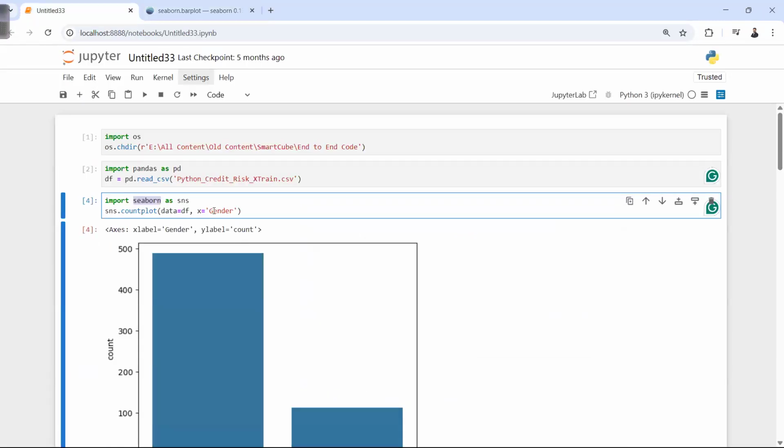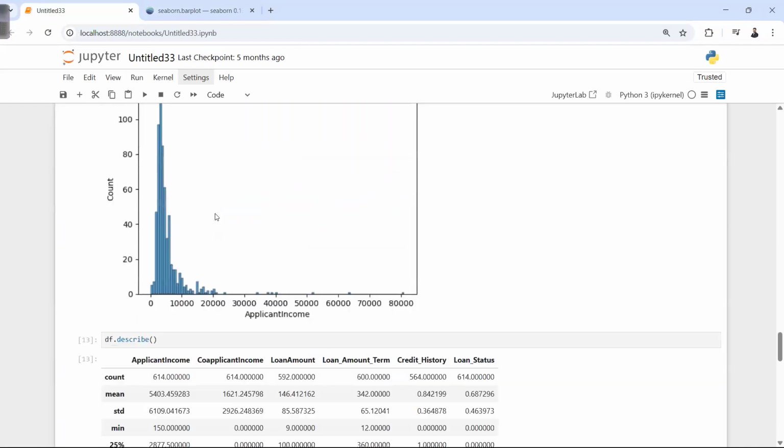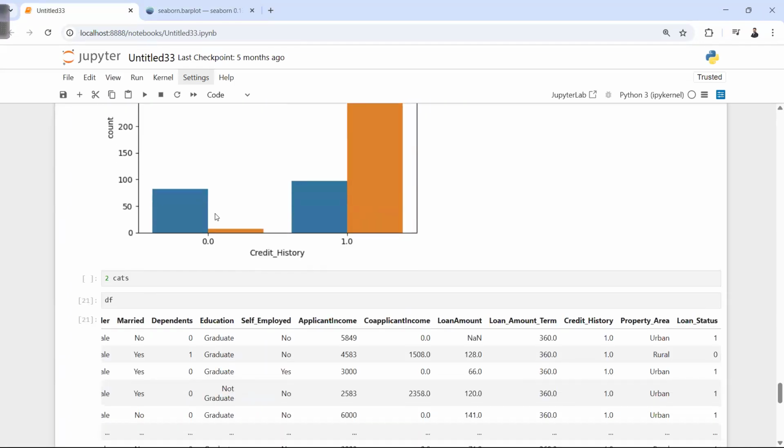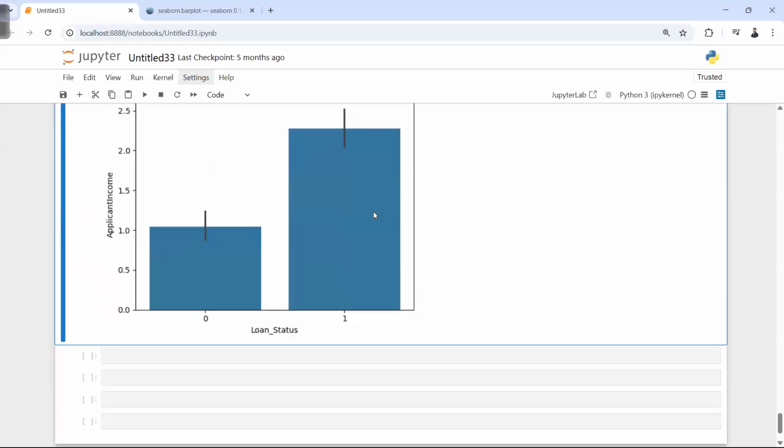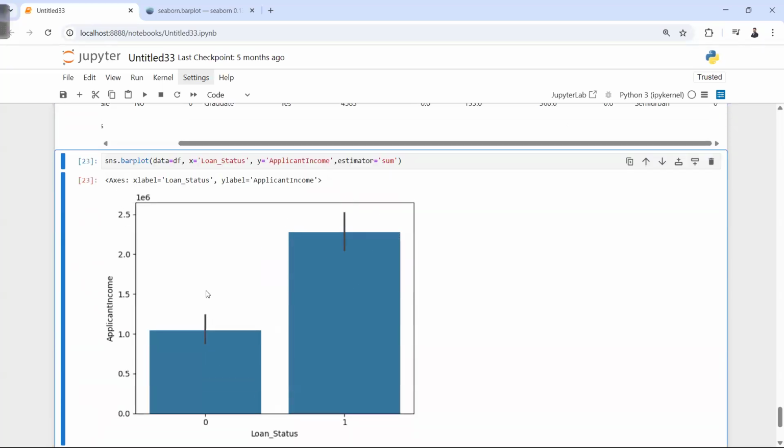Suppose let's say I'm passing here. Let's go down. Suppose I'm changing this estimator is equal to sum. It is going to give me the sum, right? It's a sum of salary. It's a sum of salary. This is not gonna make sense.